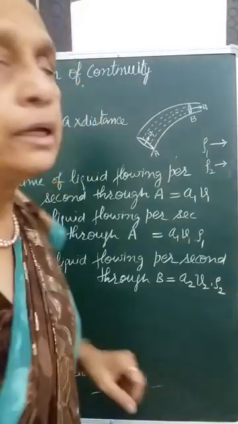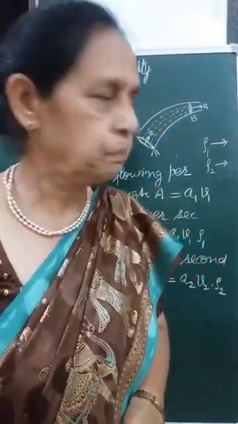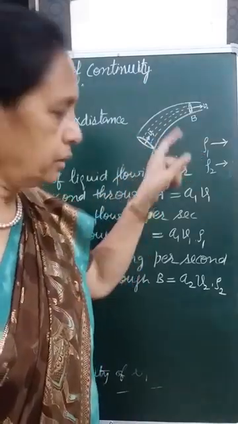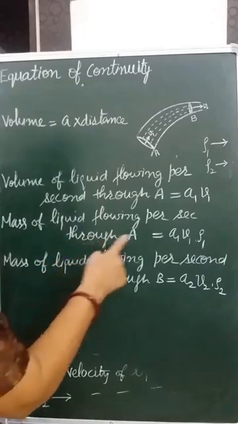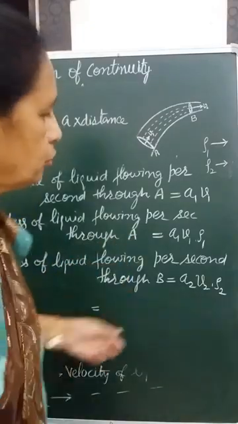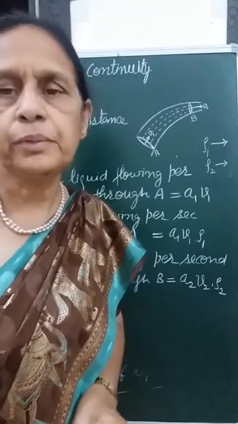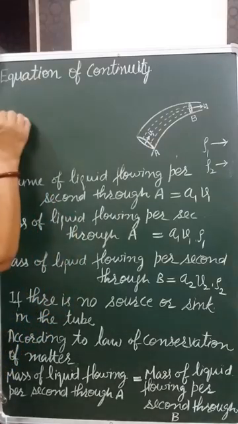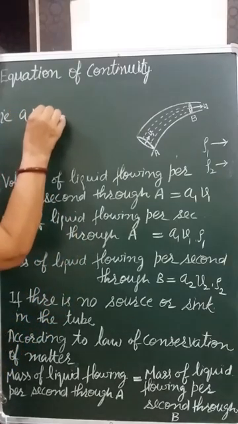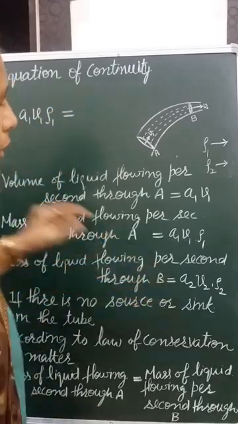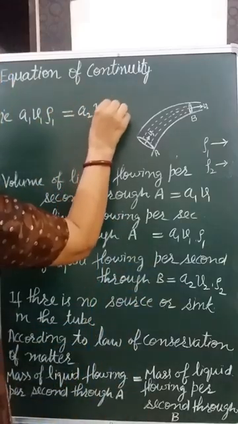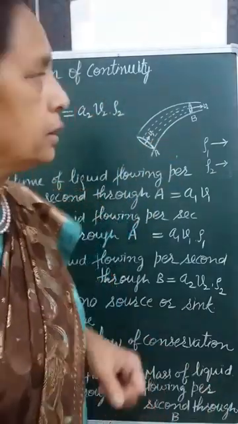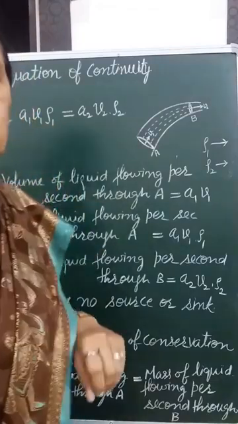Well, according to law of conservation of matter, if there is no source or sink in the tube, then the mass of liquid flowing through point A must be equal to mass of liquid flowing through point B. That is, we can write A1 V1 into rho 1 is equal to A2 V2 rho 2. Well, now if the liquid is incompressible, in that case rho 1 is equal to rho 2.